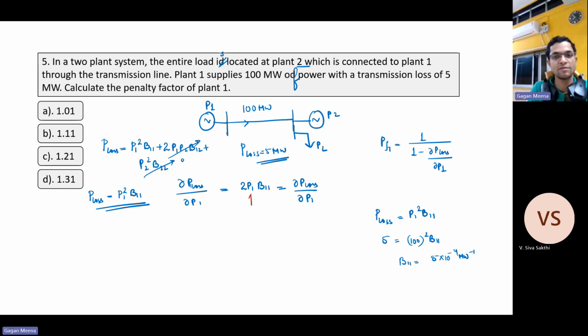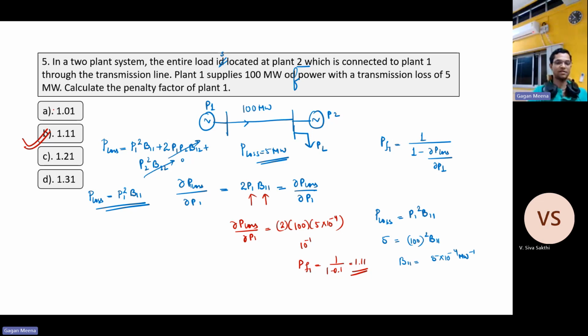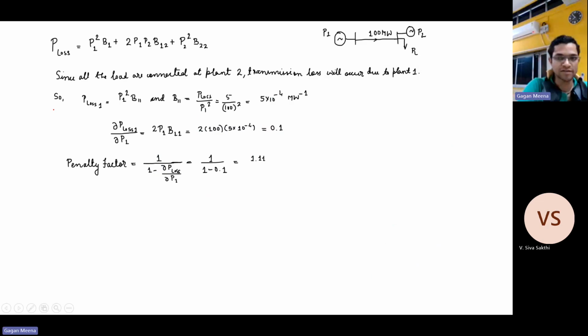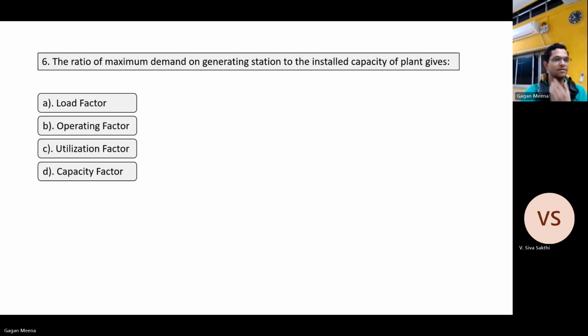We can substitute both the values here. We get incremental loss as 2 into P1, which is 100, into 5 into 10 to the power minus 4. So this becomes 10 to the power minus 1, that is 0.1. We can calculate the penalty factor as 1 upon 1 minus 0.1, which is 1.11. Answer B is correct here. The same thing is written here also.